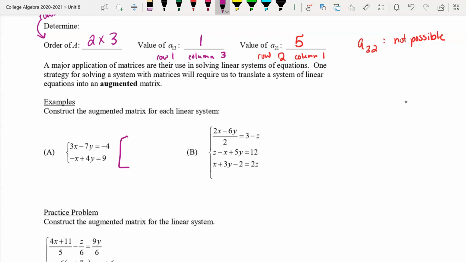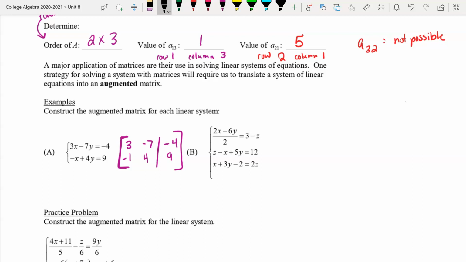I construct this matrix by taking the coefficients of the numbers. So 3 is the coefficient, -7, and then you draw a straight line here, to construct your augmented matrix, that represents our equal sign, -4, and then I end my matrix. You do the same thing for the bottom, so -1, 4, and then 9. And that is called the augmented matrix of a system of equations.